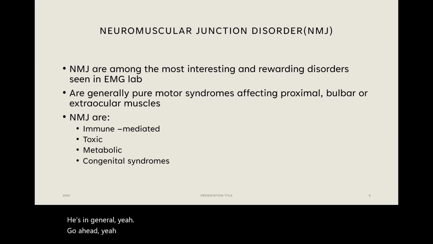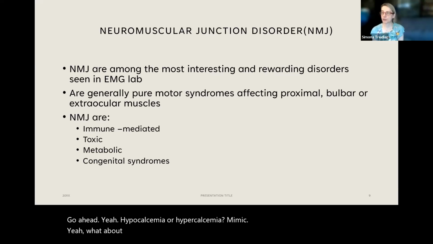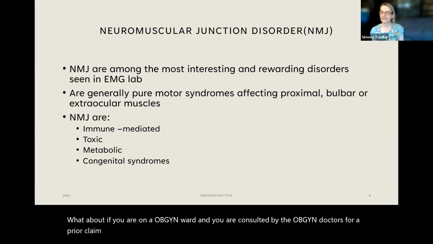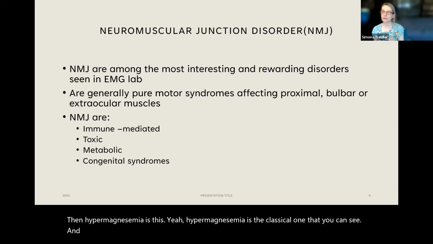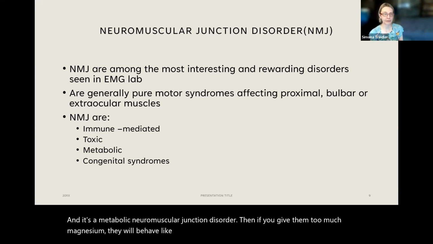Hypocalcemia or hypercalcemia mimic. Yeah, what about if you are on an OBGYN ward and you are consulted by the OBGYN doctors for a preeclampsia case? No? Then hypermagnesemia is the classical one that you can see as a metabolic neuromuscular junction disorder. If you give them too much magnesium, they will behave like a myasthenia case, okay?